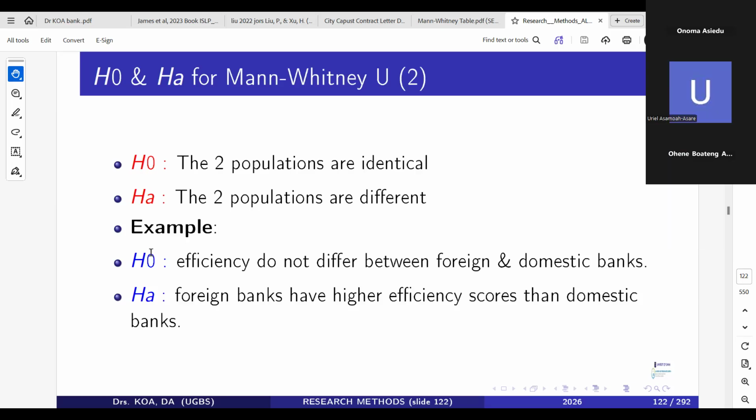Which one are you formulating, the null or alternative? The null. Efficiency of foreign banks do not vary from efficiency of domestic banks. And then that's the alternative? Now, the alternative is foreign banks do vary from domestic banks.